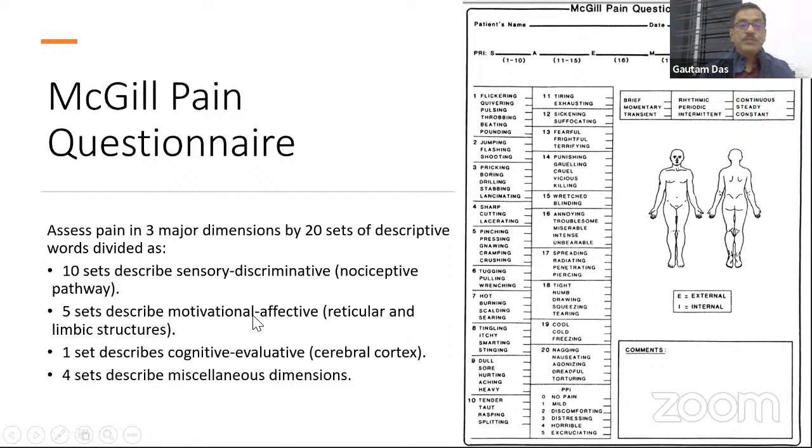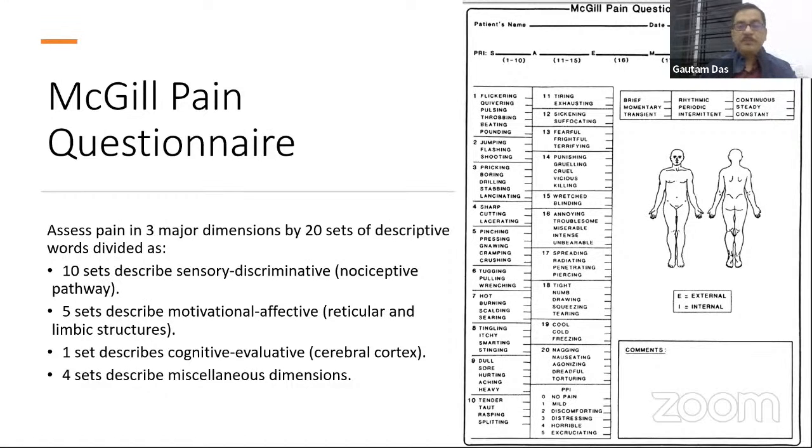Then 5 sets of questions are for the emotional, motivational, affective, reticular, and limbic structure functions. Then one set of questions is for cognitive functions, and 4 sets describe the other miscellaneous parts. So what is important here is that with the same McGill pain questionnaire tool, you can assess the different components. But again, it is very elaborate and takes time. In the majority of pain clinics, this detail is not done.